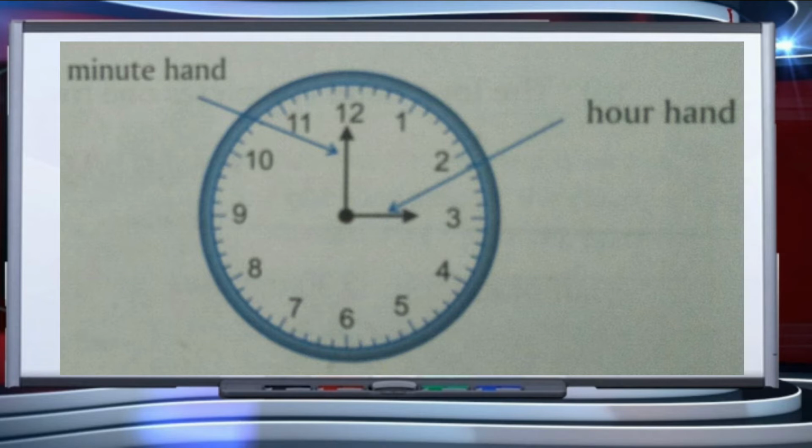Look at the clock. We are having numbers from 1 to 12 in the clock, and we are having two hands of the clock. One is short and one is long. The short hand of a clock is called as hour hand. The long hand of a clock is called as minute hand. Now we will learn how to find the time in the clock.